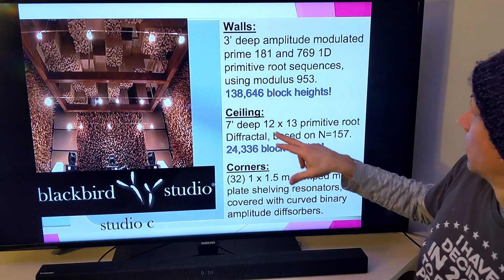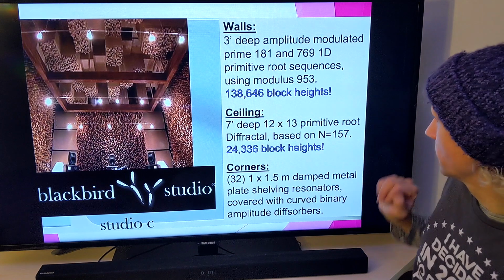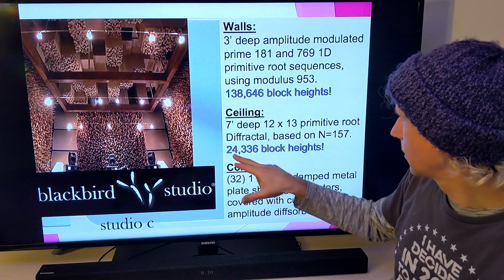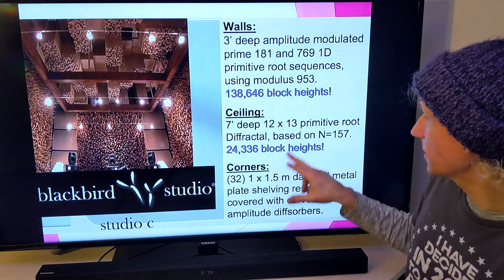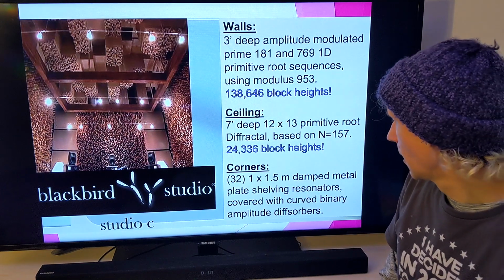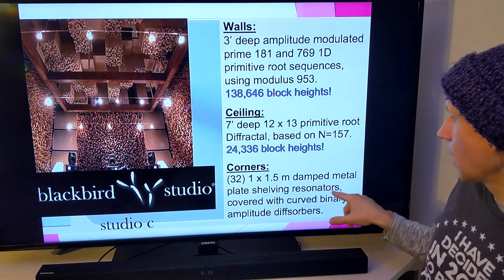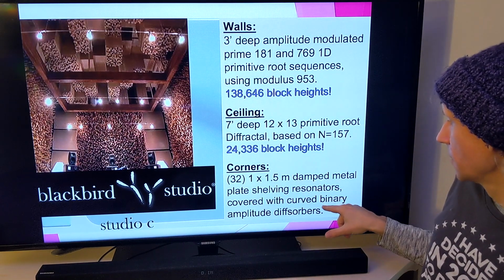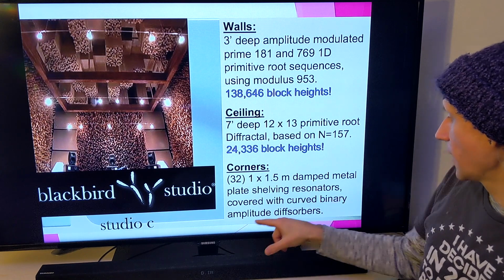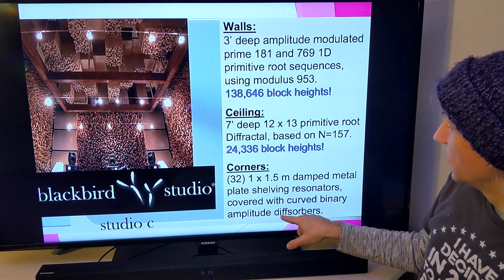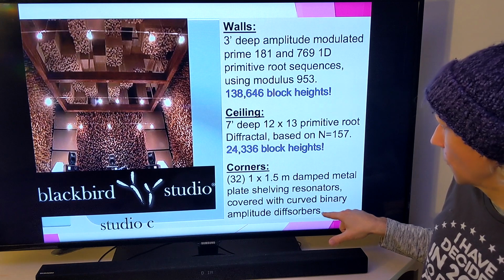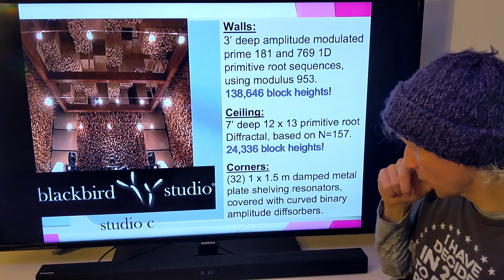And 12 by 13 primitive root diffractal. And so there's 24,000 different block heights in the ceiling. And then the corners are a damped metal plate shelving resonators, curved with binary amplitude diffusorbers. So let's unpack just a couple things there real quick.